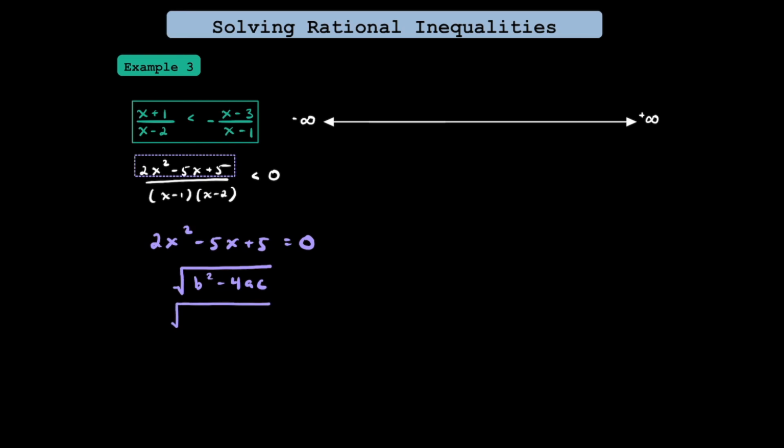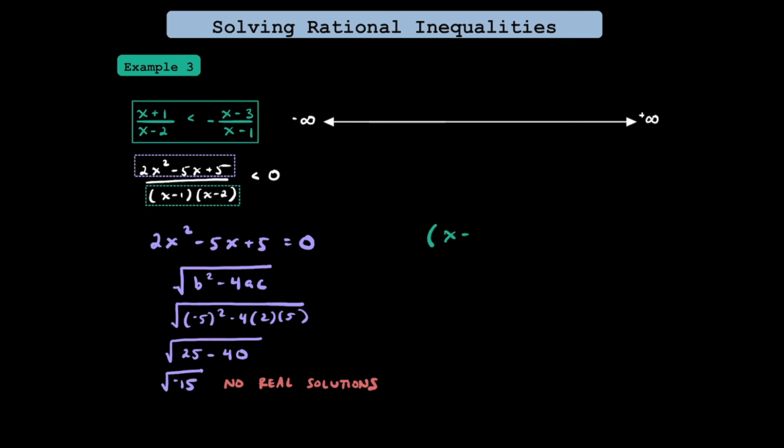Substituting in here, we're going to get negative 5 squared minus 4 times 2 times 5. Negative 5 squared is going to be 25, and 4 times 2 times 5 is going to be 40. 25 minus 40 is going to be negative 15. Since our discriminant is negative here, we're not going to have any real solutions. We found no important points from the numerator.